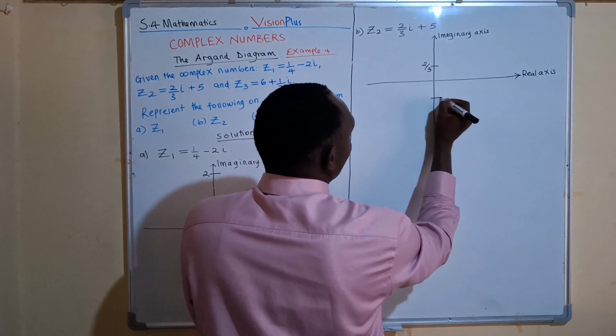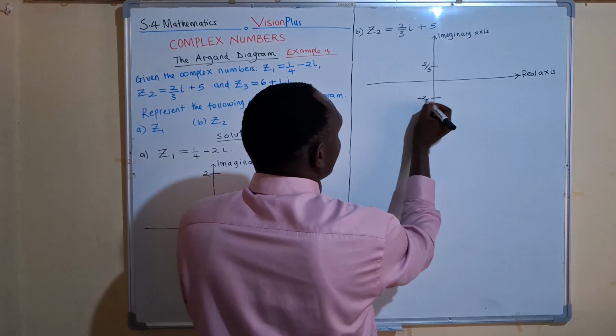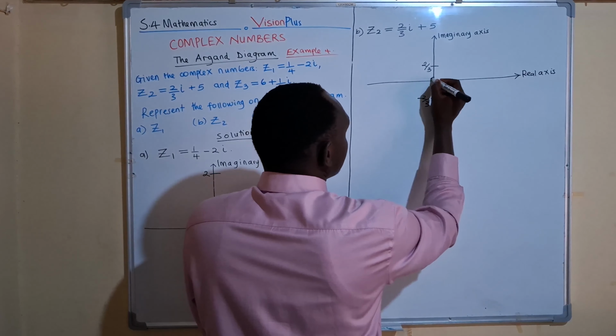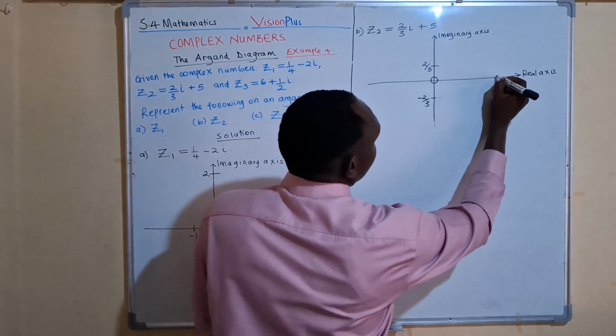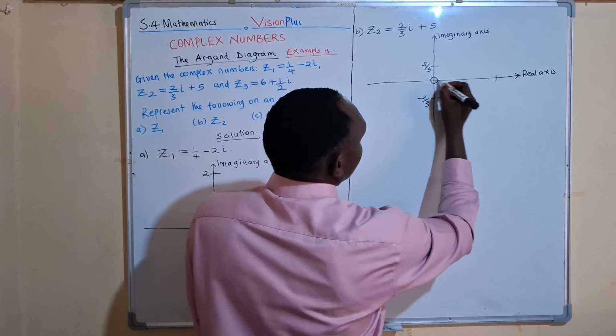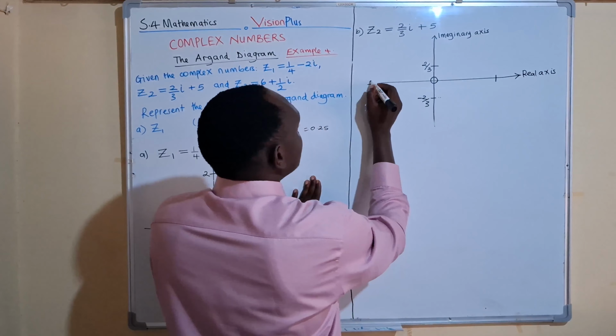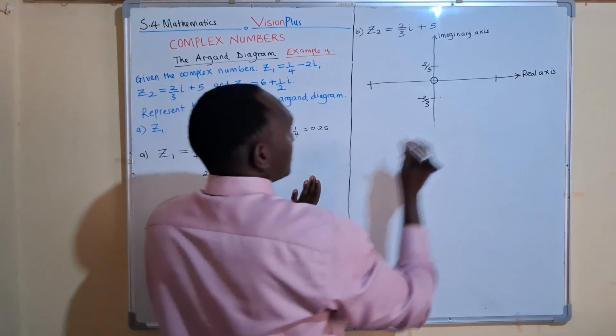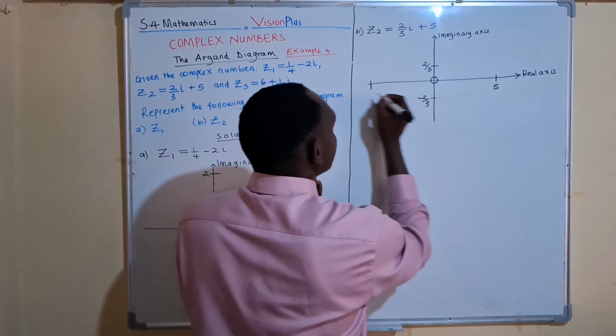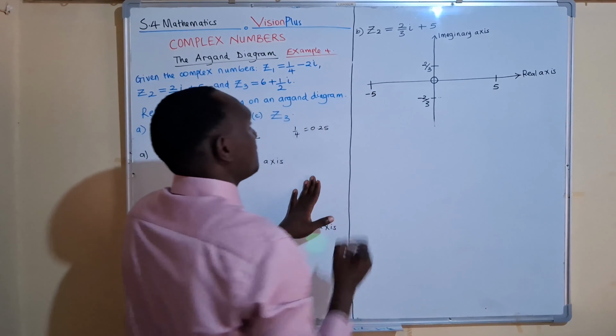That means corresponding down here is negative 2 out of 3. This is the origin. How about on the real axis? Here we have 5. Now, between 2 out of 3 and 5, which one is bigger? 5 is bigger in magnitude. So, 5 should be further away from the origin. This is the origin. 5 should be very far away from the origin. This is positive 5. This is negative 5.